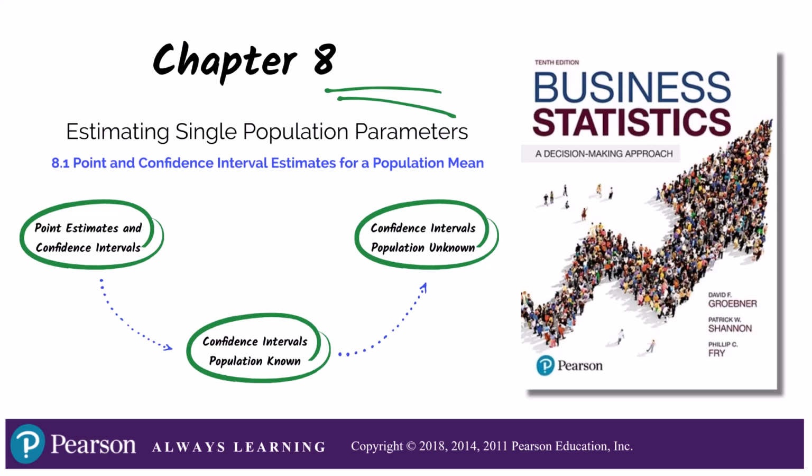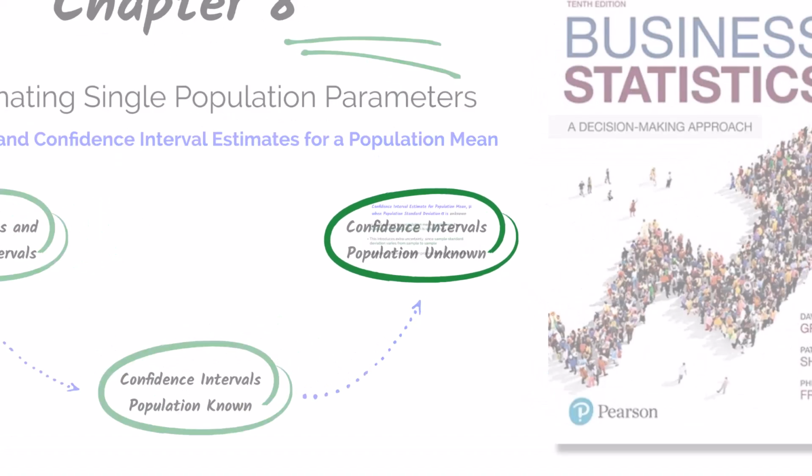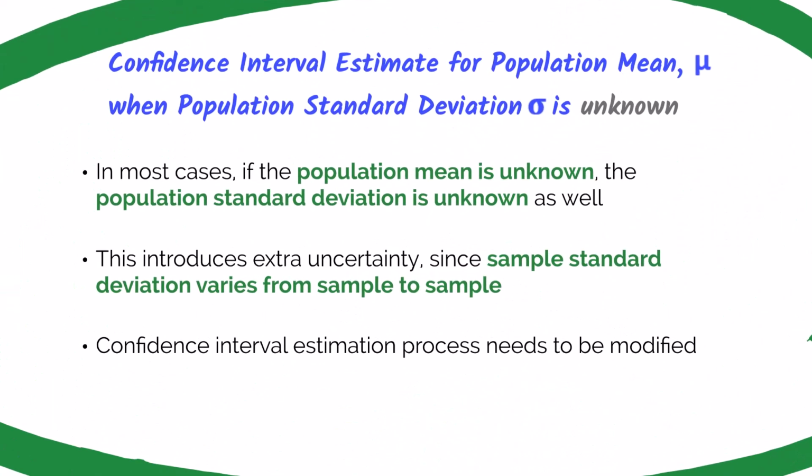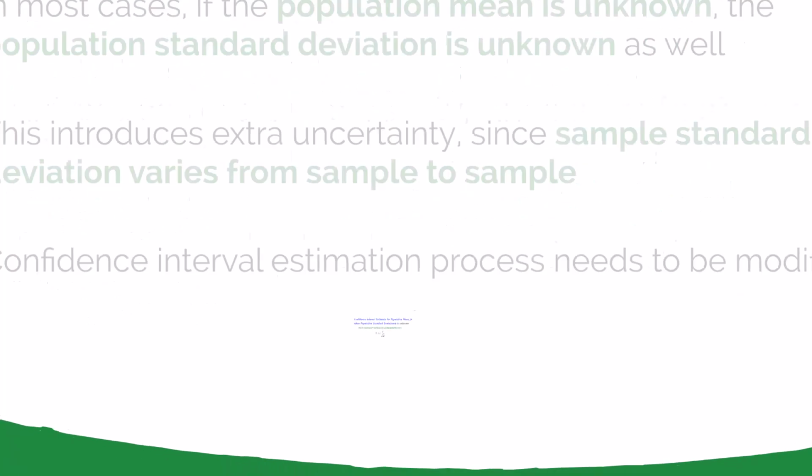Okay, let's wrap up 8.1 and dive into the topic of confidence interval estimates when the population standard deviation is not known. So in real-world applications, the population mean as well as the population standard deviation is unknown. This introduces extra uncertainty in the estimation process since the sample standard deviation varies from sample to sample. So we must modify the confidence interval estimation process that we just learned.